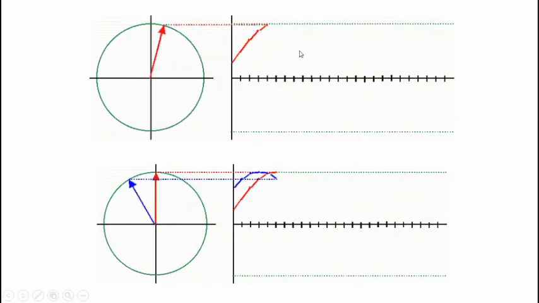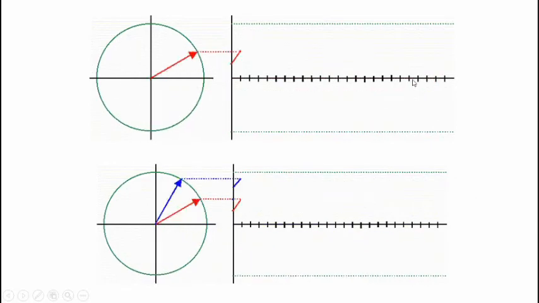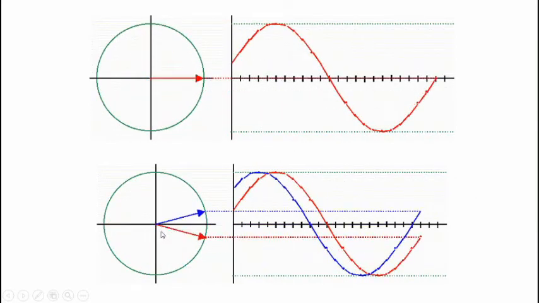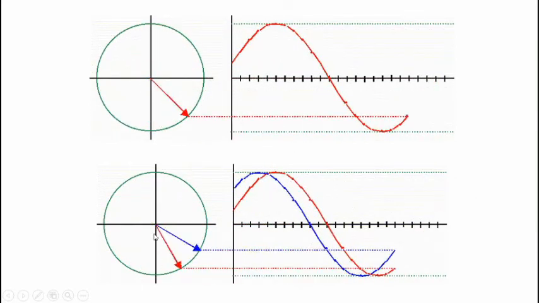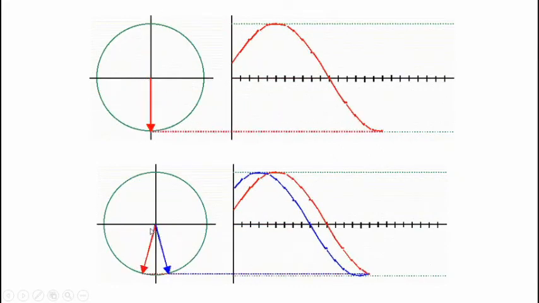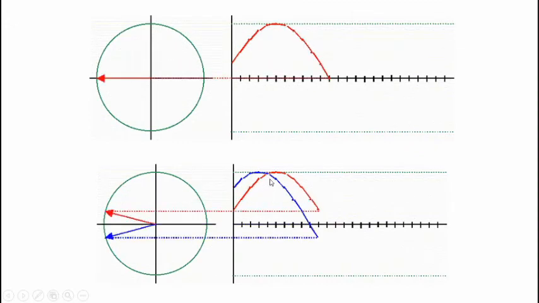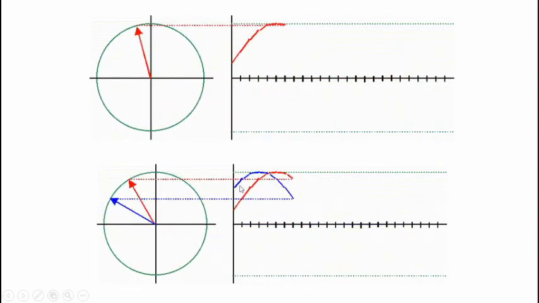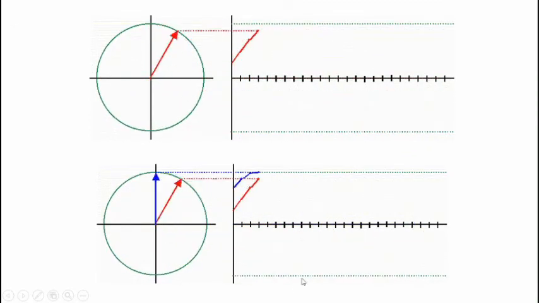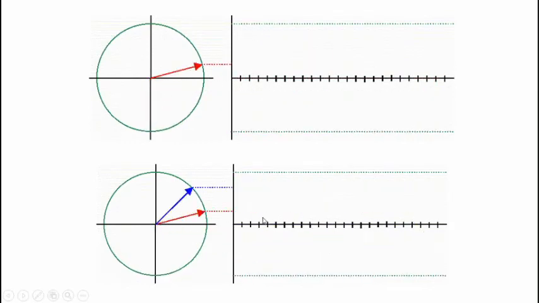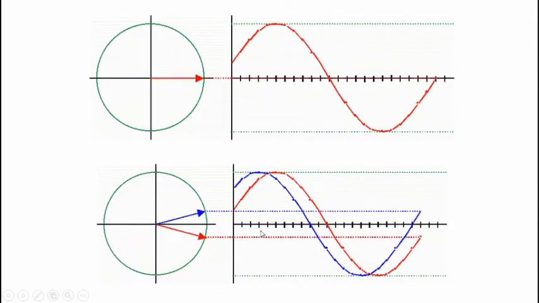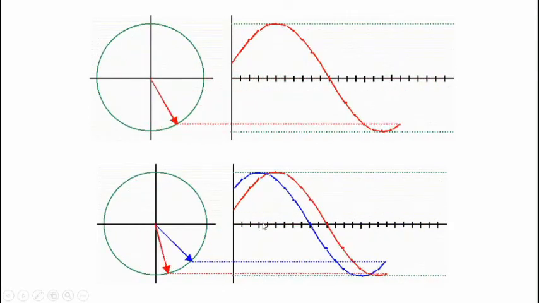So you can see the generation of the sine wave here. Similarly, in the second figure, you have two vectors. One can be considered as a reference, either red or blue. I am considering the red as the reference. Now what about blue? Blue is leading the red color by a particular angle phi.